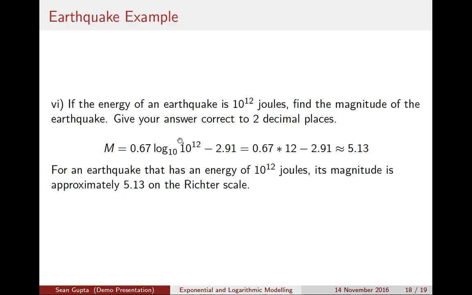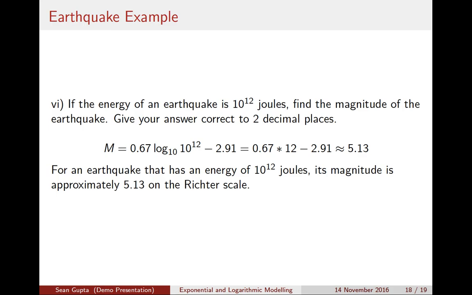because we plug in 10 to the power of 12 for E. And how do we calculate things? Well, log base 10 of 10 to the power of 12 is 12. Once again, log base 10 and 10 to the power of cancel each other out. Okay, so 0.67 times 12 minus 2.91 gives us 5.13. Alright, so if the energy is 10 to the power of 12 joule, the magnitude is 5.13 on the Richter scale.